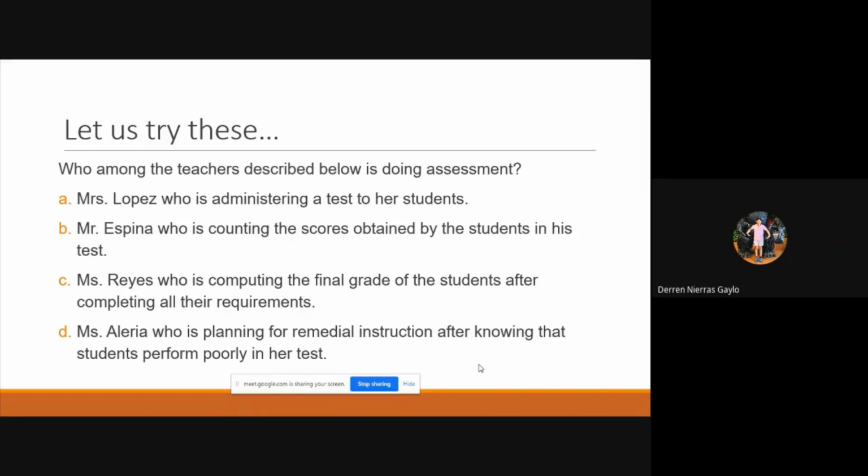So really, assessment is more on collecting, organizing, and gathering the data to make a grade. Letter A, Mrs. Lopez, who is administering a test to her students, that's testing or giving a test. Letter B, Mr. Espina, who is counting the scores, that is measurement. And letter D, Miss Aleria, who is planning for remedial instruction after knowing that students perform poorly, that's evaluation, because you're already done making a grade. You decide that they failed because you are giving a remedial exam. So letter D is evaluation.